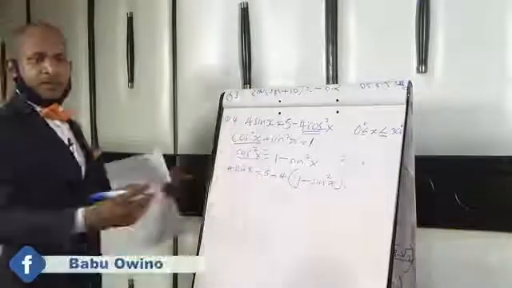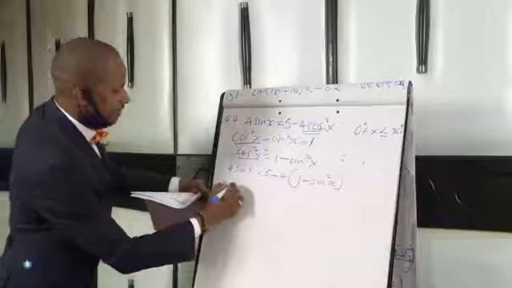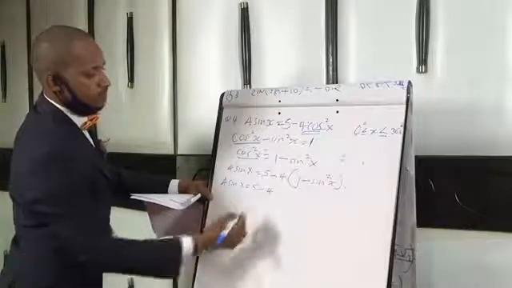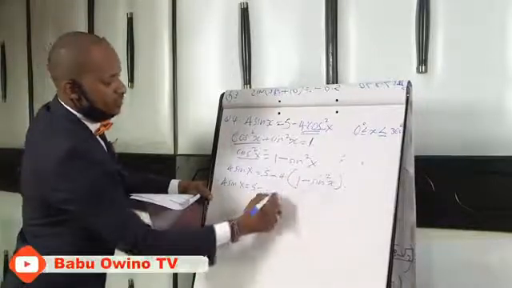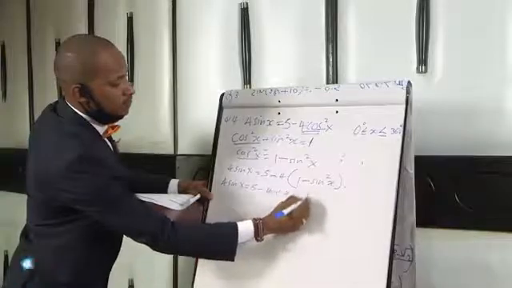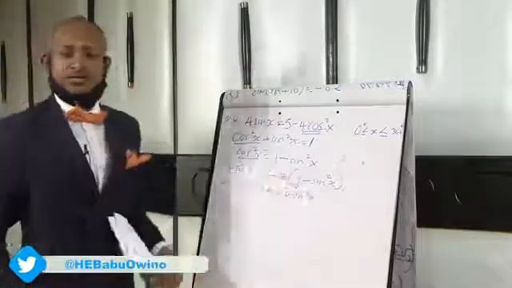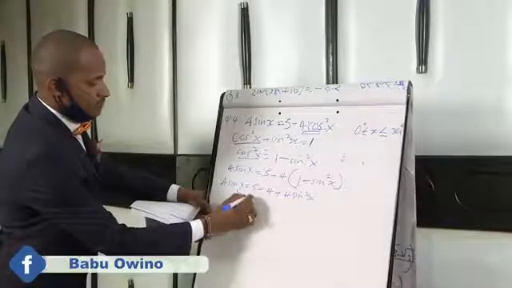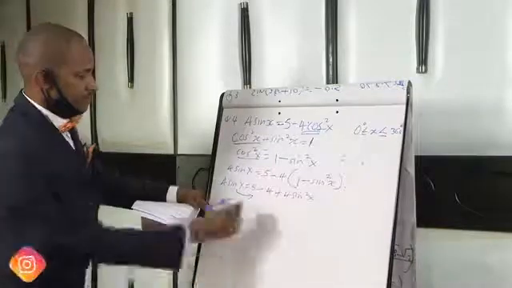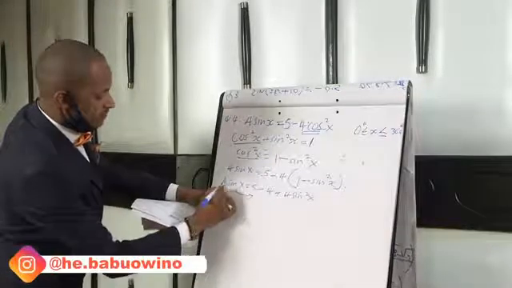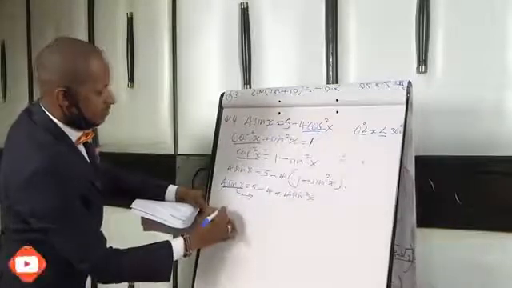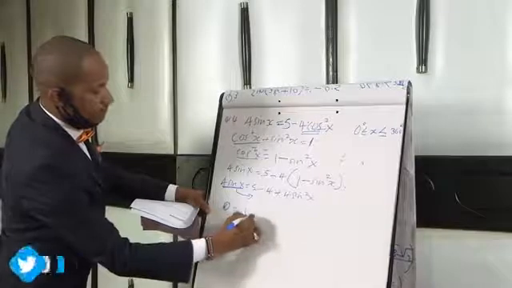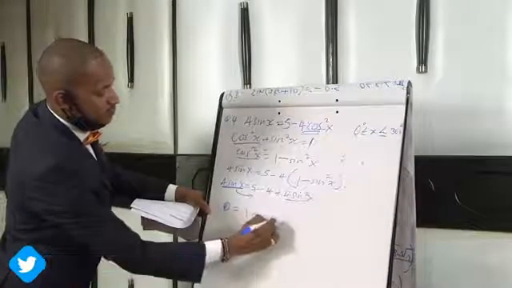Then we open the brackets, we expand it. That is 4 sine x equals 5 minus 4 times 1 is minus 4. Then minus 4 times minus sine squared x is plus 4 sine squared x. Remember I told you minus times minus is plus. Then from here, we can collect the like terms together. If 4 sine x crosses the other side, it becomes 0 equals 5 minus 4 is 1, plus 4 sine squared x.